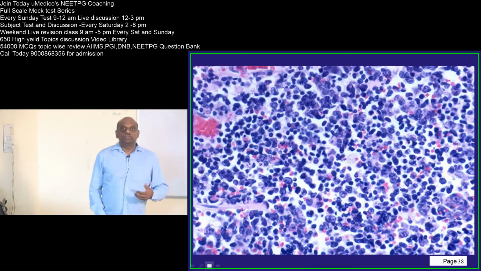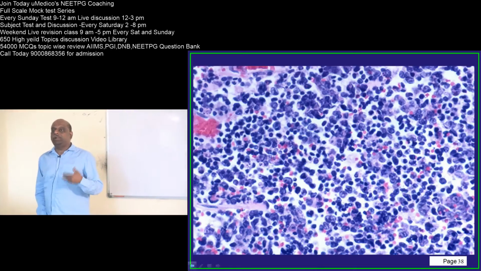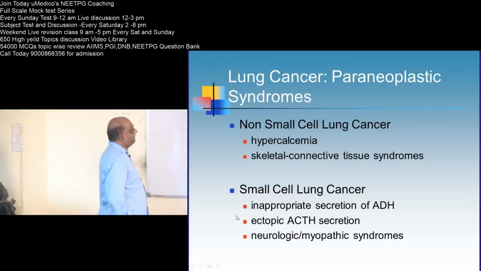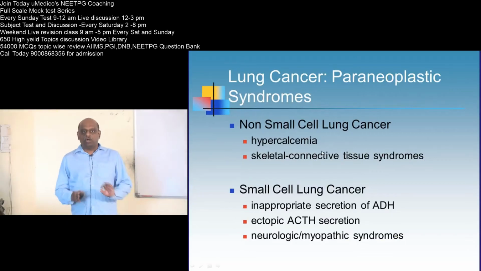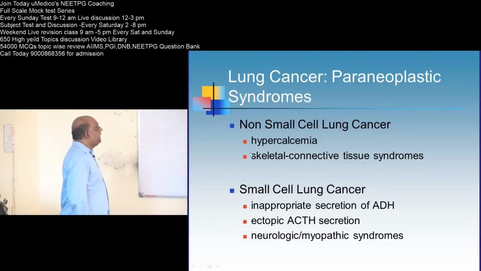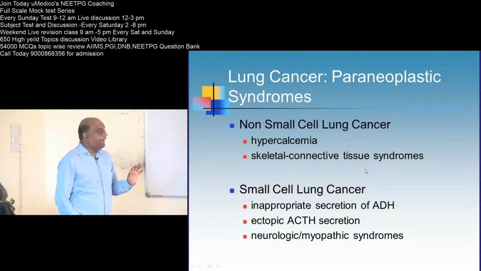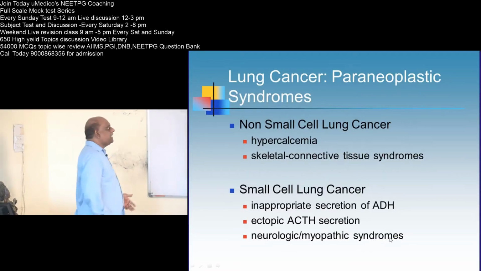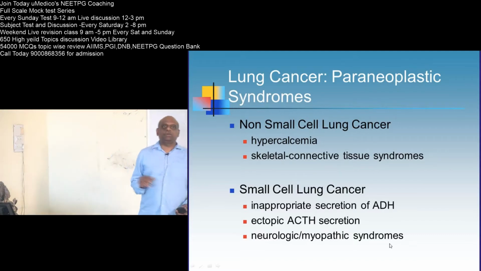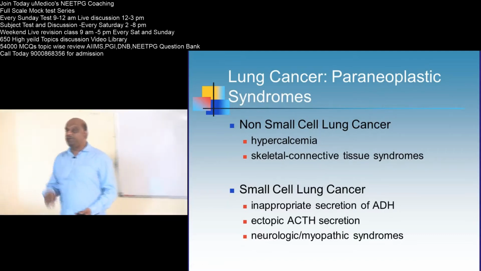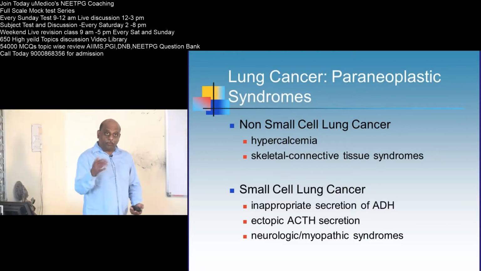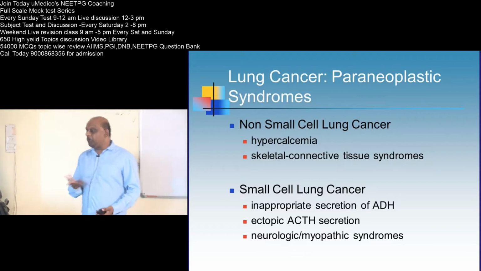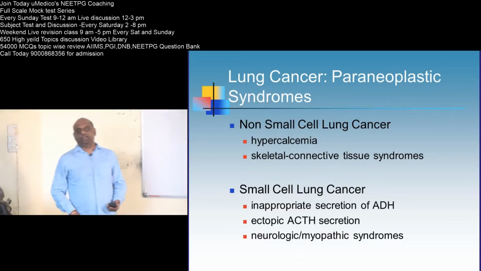So, small cell carcinoma, what are the paraneoplastic features that you typically see? You should remember, non-small cell lung cancer leads to development of hypercalcemia and skeletal connective tissue syndromes. Whereas small cell cancer typically shows inappropriate secretion of ADH, ectopic ACTH secretion, and neurological syndromes, myopathic syndromes, etc.